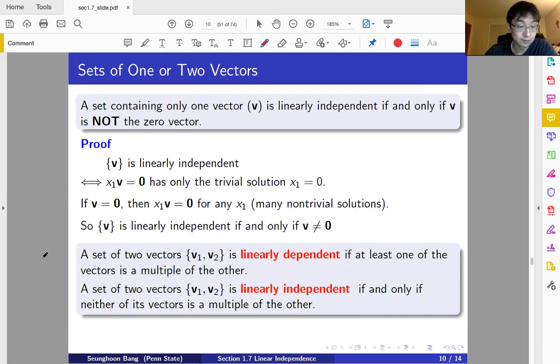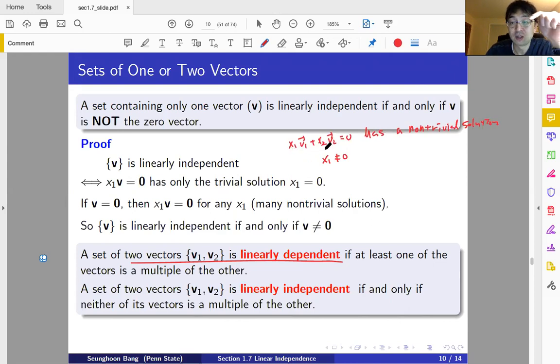So one example: two vectors v1, v2 are linearly dependent. So what does it mean? The equation x1 times v1 plus x2 times v2 equals 0 has a non-trivial solution. This is the exact meaning of linearly dependent: a non-trivial solution. So we can assume that x1 is not equal to 0, just assume, because of the non-trivial solution. So you can just solve this equation for x1 and v1.